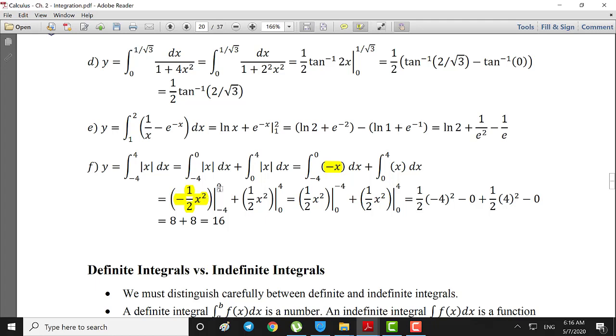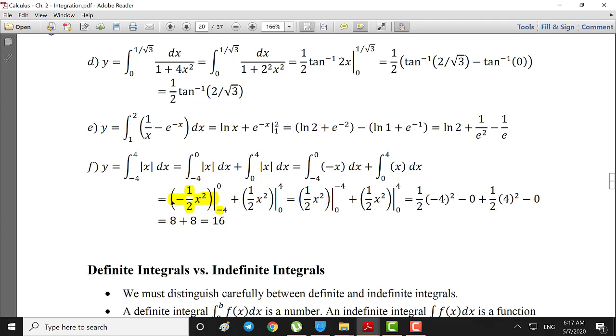And we have to evaluate that at 0 and -4. And for the second one, the antiderivative for x is equal to 1 over 2 x to the 2. And we have to evaluate that at 4 and 0. Now, just for the sake of convenience, we change this first one to this.